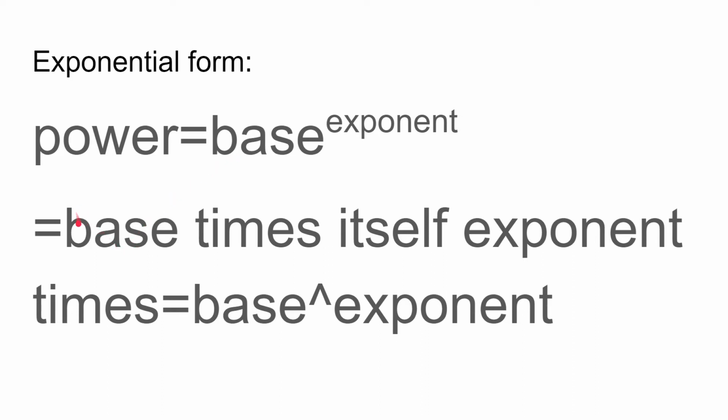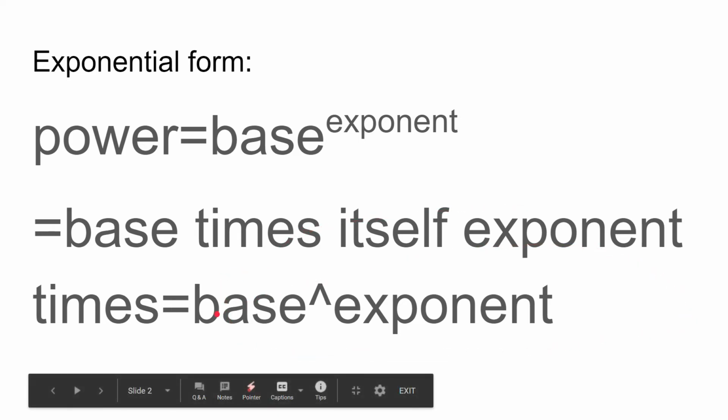And what base to the exponent means is base times itself exponent times. Another way of writing base to the exponent is base, then the caret symbol, and then exponent. Usually you will write it this way when you're typing.